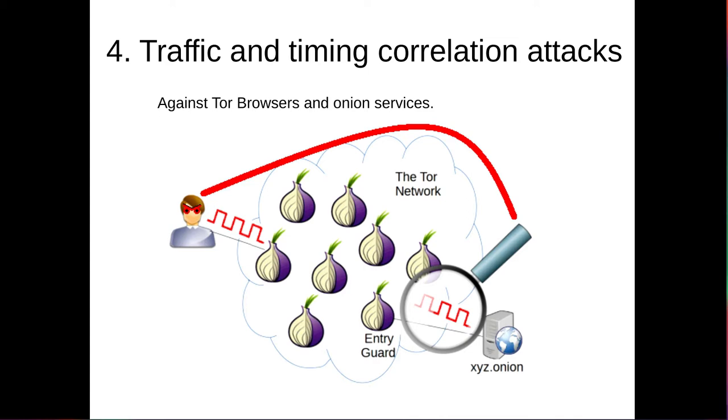real IP address. And if the attacker is able to, for instance, if he is running the guard node and sending the traffic and doing a traffic and timing correlation attack, he is able to see that, okay, I'm sending traffic here, and it goes out to this Onion service here, and he is able to tell that, okay, it looks like this is the real IP address of the Onion site.